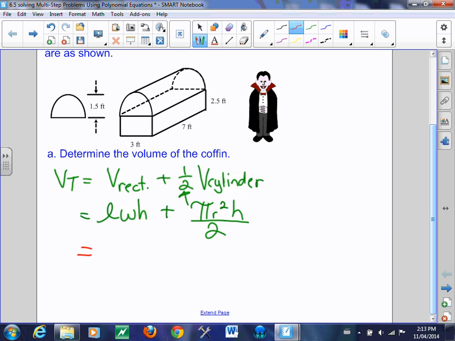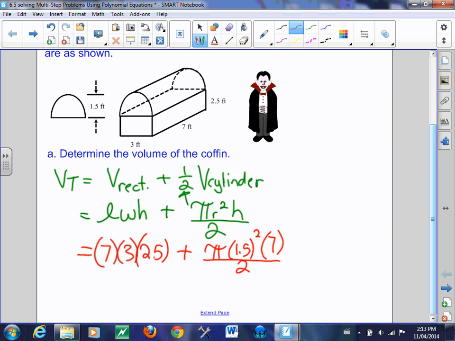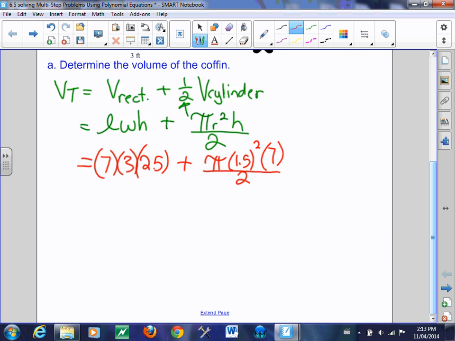All right, let's sub in the information we know. So looking at the length, you've got 7 times the width, which is 3, times the height, which is 2.5. That's the volume of the bottom, or the bottom box. Now to do the volume of the lid, we sub in the radius, and the radius is given as 1.5, so be careful here, 1.5 squared times 7, all divided by 2.